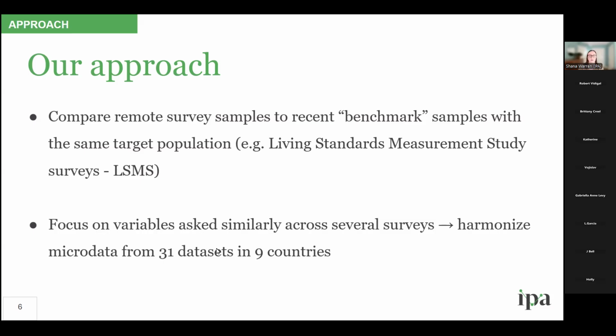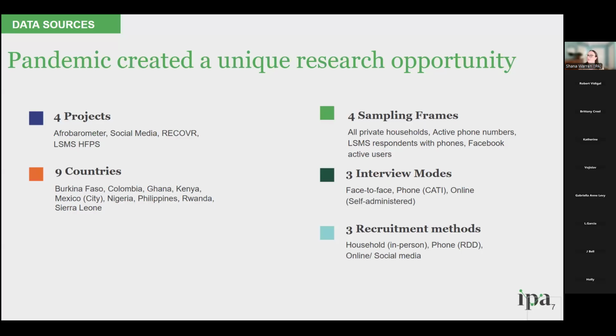And then we focus on variables that are asked similarly across several surveys. An extensive piece of the effort in this project was around harmonizing microdata from surveys that were never designed to go together. So we take advantage of instances in which multiple survey projects were conducted at around the same time. All of these are between 2020 and like the first quarter of 2023. The same time in the same country to better understand timing, composition, mode, and how these impact our results. So specifically what's here is the unique opportunity created by the pandemic, a unique research opportunity, I would say.